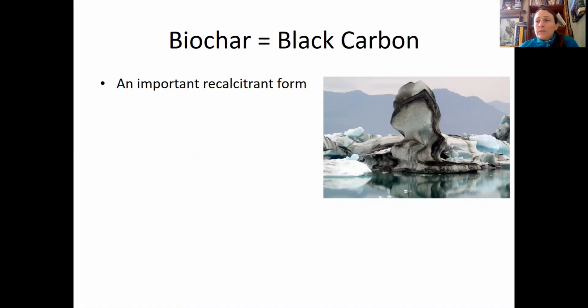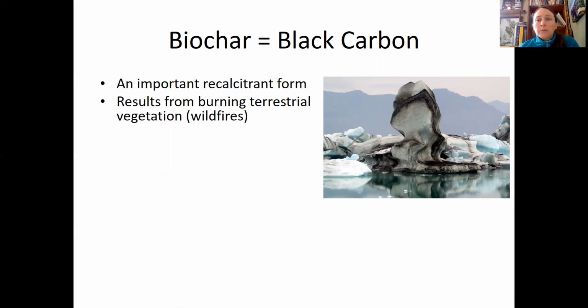And then there's this other source of carbon. It's called black carbon or biochar. It's a very important and very recalcitrant form, and it results from the burning of terrestrial vegetation, things like wildfires. Basically it's charcoal, but tiny little bits of charcoal. It's a really important component of dissolved organic carbon and particulate organic carbon in marine systems.